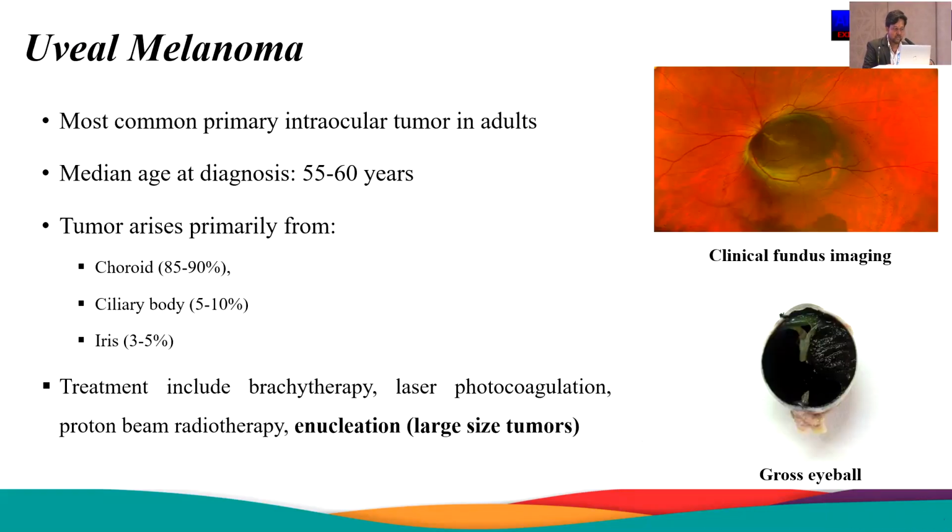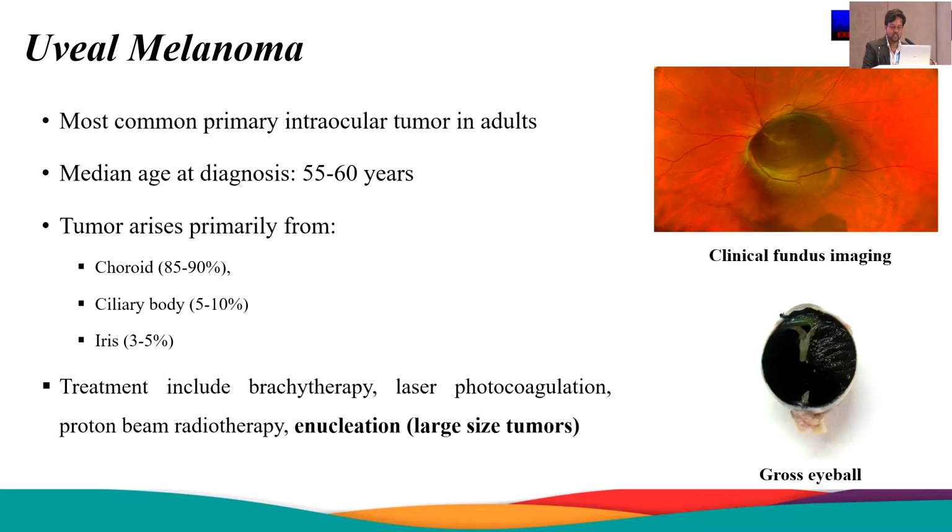Uveal melanoma, as we know, is the most common intraocular tumor in adults with a median age of 55 to 60 years, and the tumor arises from atypical proliferating melanocytes of the uvea, majorly from the choroid, followed by the ciliary body and iris. Treatment includes brachytherapy, radiotherapy, photocoagulation, etc., and enucleation for large tumors.